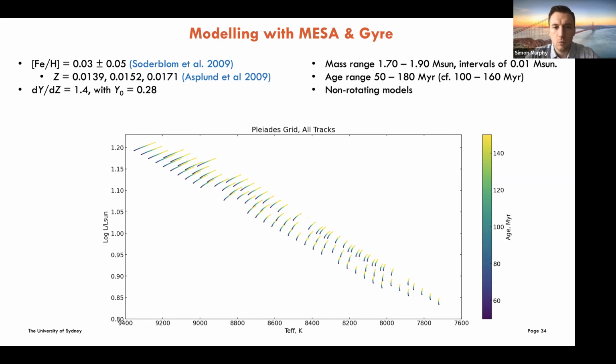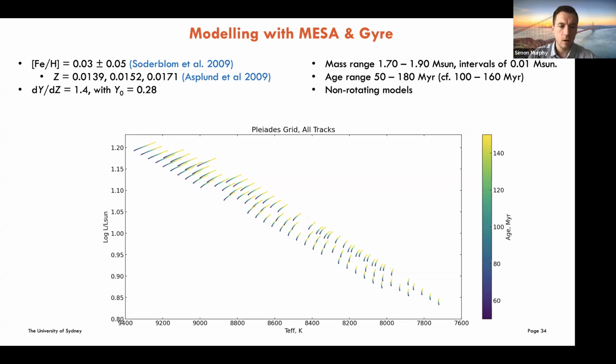Then the mass range was between 1.7 and 1.9 solar masses, and the age range was between 50 and 180 megayears. That's a very broad range, but I didn't want a hard prior to basically influence the results, and so that was the age range that I chose. Remember that the published values are between about 100 and 160 megayears.